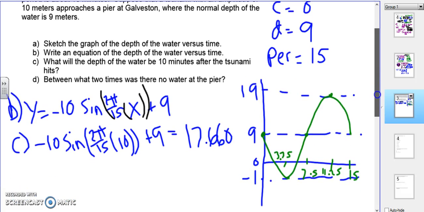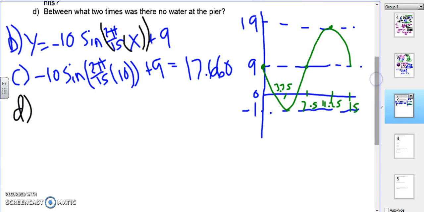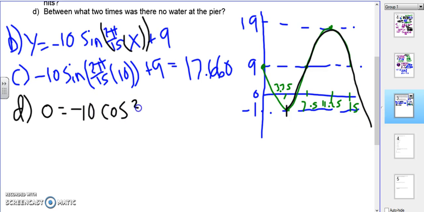It does. Okay, between what two times are there no water at the pier? If there's no water at the pier, then it should be equal to 0. Now, here's the deal. If my y value is a number and I need to plug it in, I need to find a cosine graph. We can only solve equations when it's a cosine graph. So what will change? I would have to start here. So my cosine graph would still be negative. So -10 cosine, 2 pi over 15, but then it would be x minus 3.75.